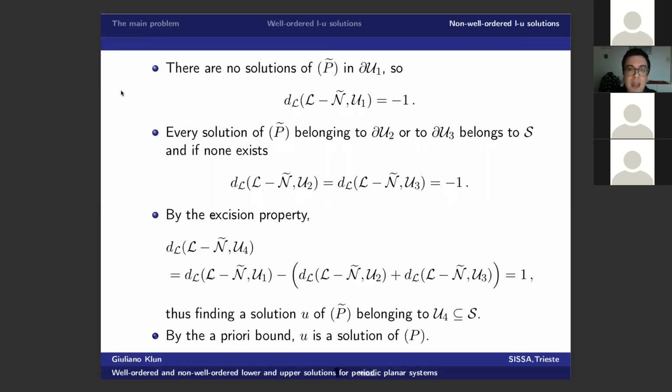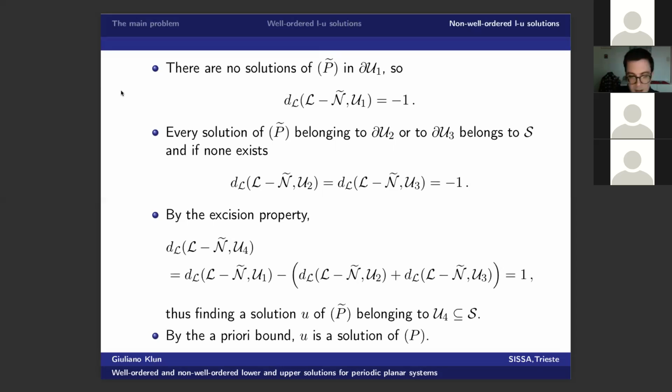So the degree of the operator L minus N tilde with respect to the set U1 is -1. Moreover, every solution of P tilde belonging to the boundary of U2 and U3 belongs also to the strip, and then is also a solution of P. And we will say why in a moment. But take this for granted.